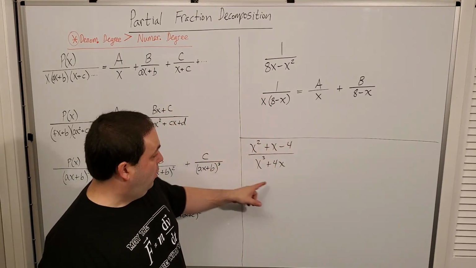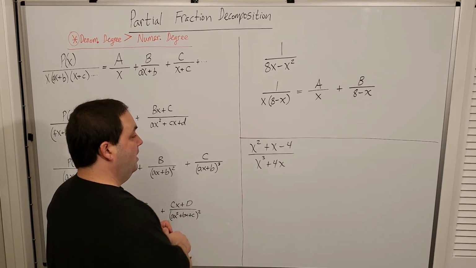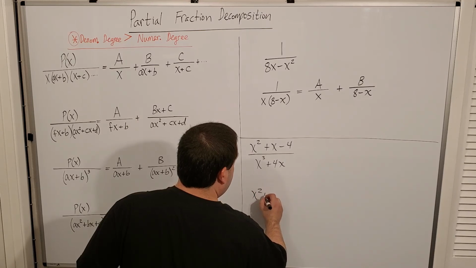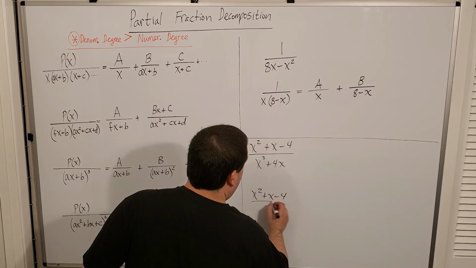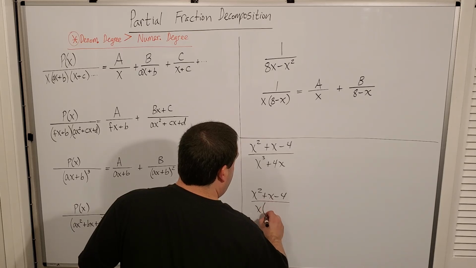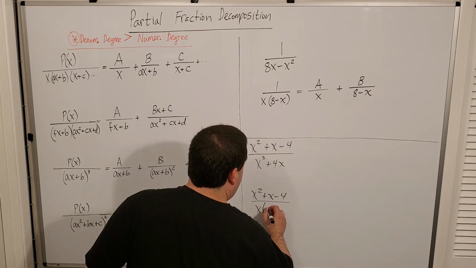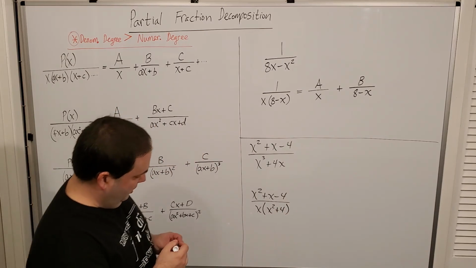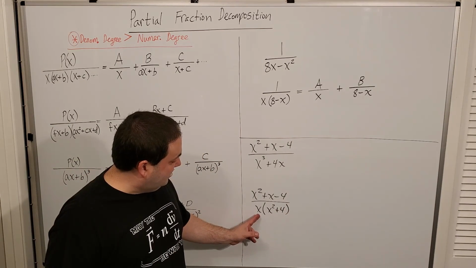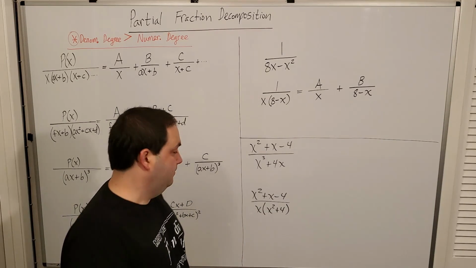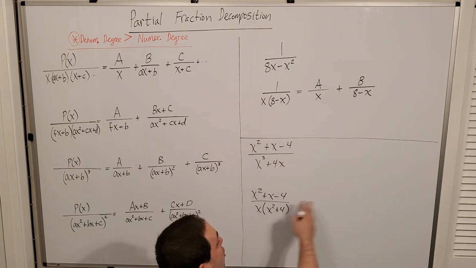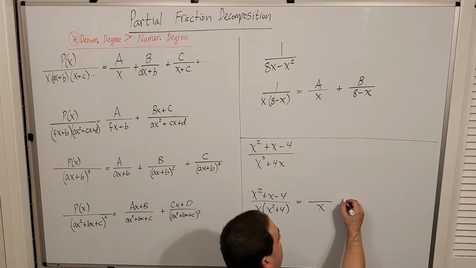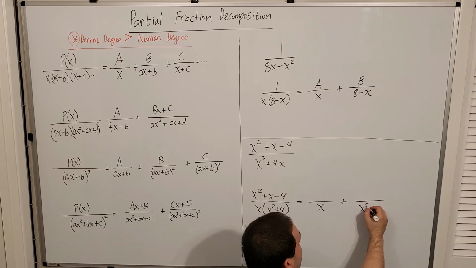Okay, let's try again. Let's do the setup on this one right here. Again, I want to factor out the denominator and leave the numerator as is: x squared plus x minus 4 over, I'm going to factor an x out here, and that's going to give me x times x squared plus 4. So now I notice that one of my pieces is linear and one of them is quadratic. So if I'm going to start my partial fractions, my guesses would be something over x plus something over x squared plus 4.